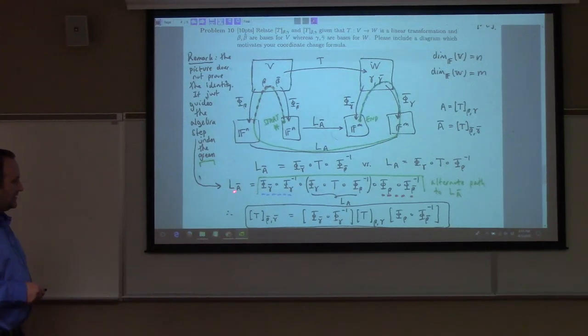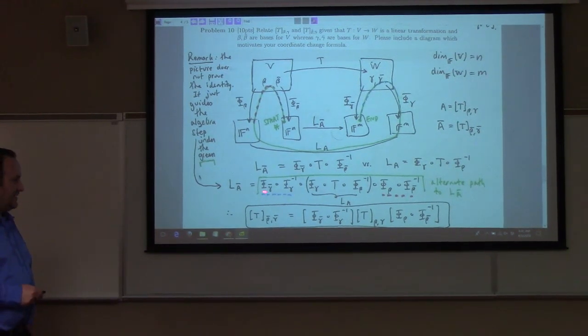So anyway, however you come to the understanding, this is the relation between L sub A and L sub A bar. And then the standard matrix of LA bar is A bar. The standard matrix of L sub A is the T beta bar gamma. And then this is the standard matrix of that. I'm sorry, it's the standard matrix of that. And this is the standard matrix of that. Right?